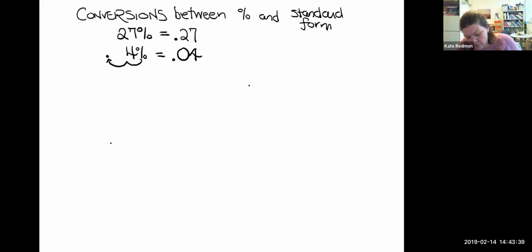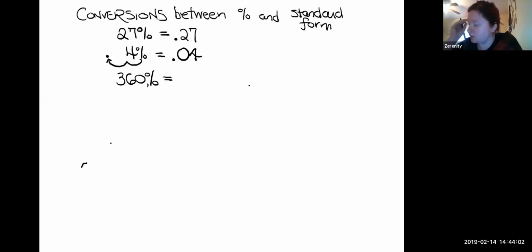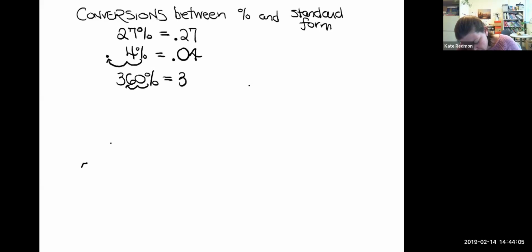Okay. So let's try like 360%. Think of where the decimal's starting, and it's going to move exactly 2 times because percent means divide by 100. Percent doesn't mean put the decimal in the front. It means divide by 100. So I'm going to lose 2 decimal places worth of value. Where's that decimal going to end up? Isn't it going to be 3? Exactly, 3.6. And Serenity, if I really wanted to, I could include that 0 back there.